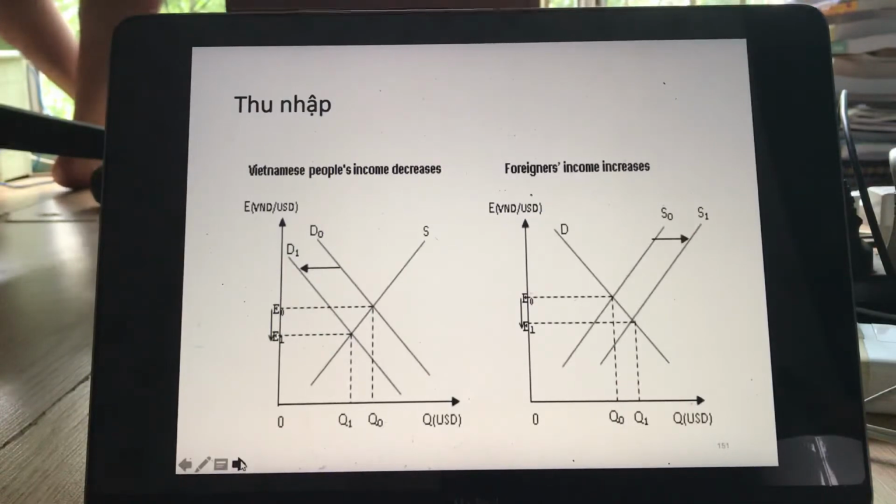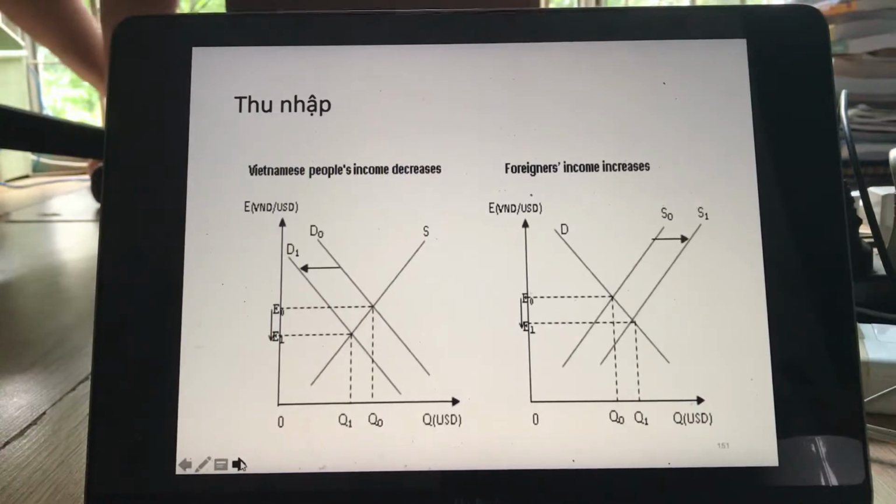The next one is the income. Vietnamese people's income decreases or the foreign income increases. But as I mentioned, in the determinants we have four cases, two times two cases. We focus on Vietnam. Okay, the Vietnamese people's income increases or decreases. But on the slide, I only put two of them.